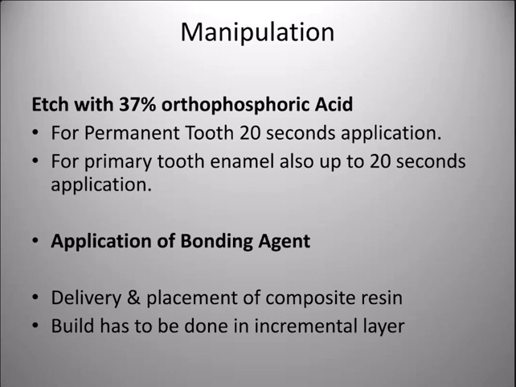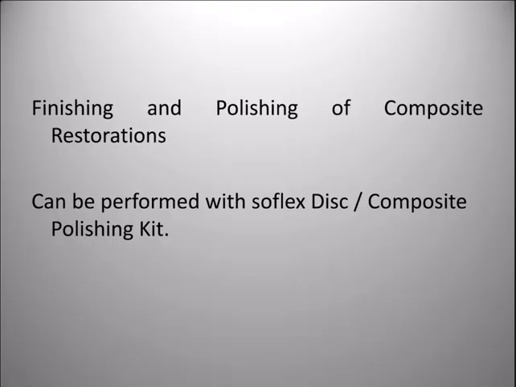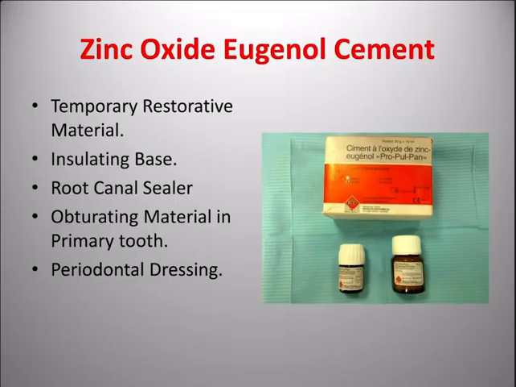Once you do the etching, you apply the bonding agent, followed by delivery and placement of the composite resin. The build has to be done in incremental layers for proper curing and polymerization to happen. But as I told you, we have materials like packable composites which are available now, in which you need not put it in increments. Once you finish the restoration, you can do finishing and polishing of the composite restorations. We have discs like Soft-Flex discs and different types of composite polishing kits available for your final polishing and finishing. So that was with regard to composite.